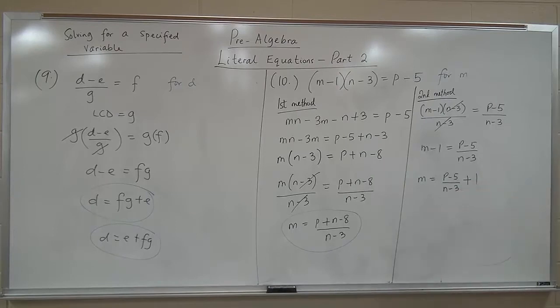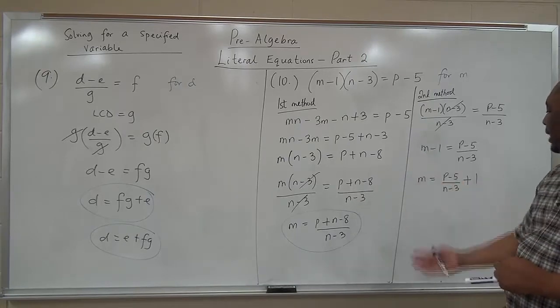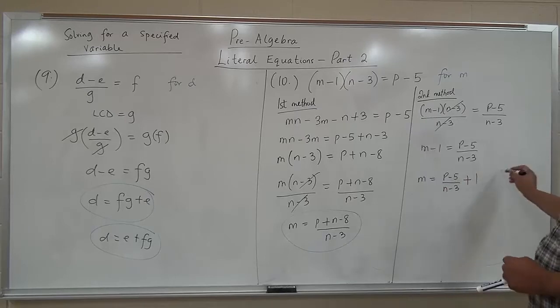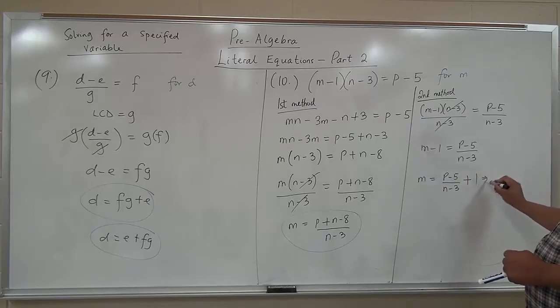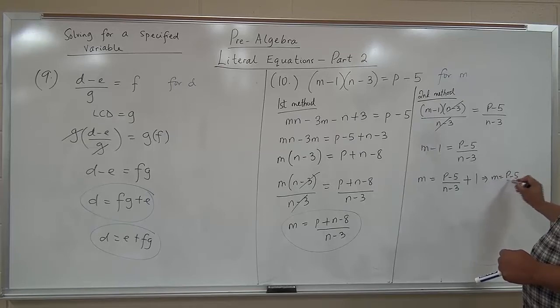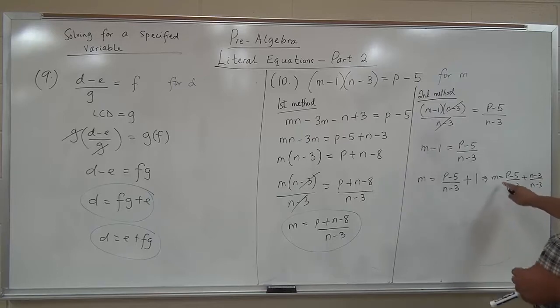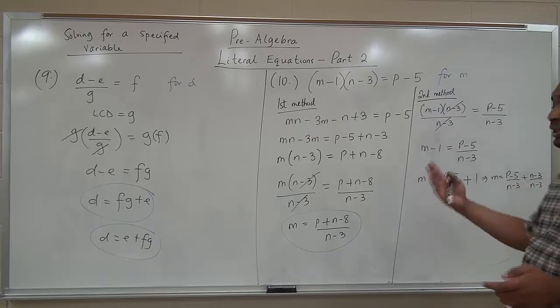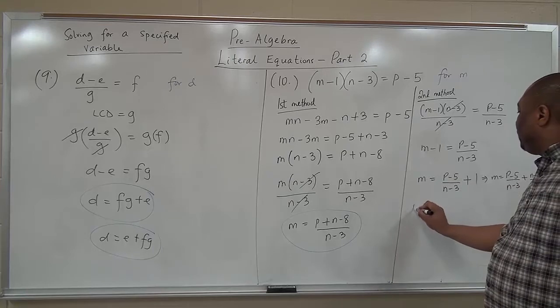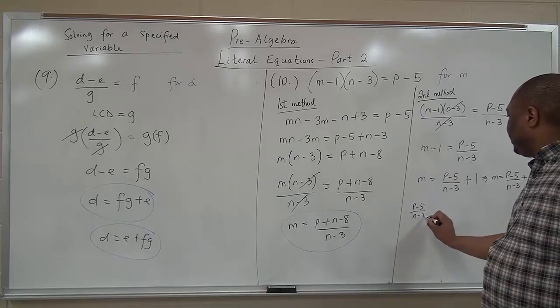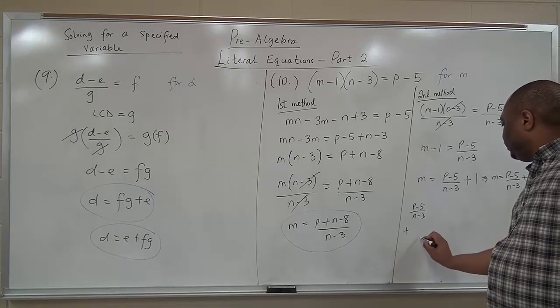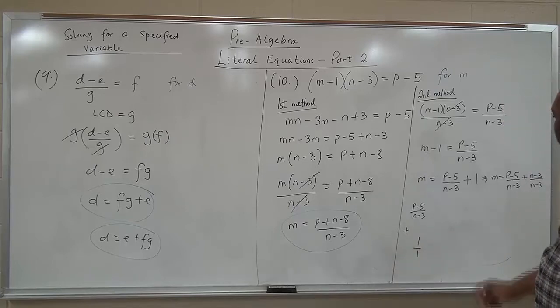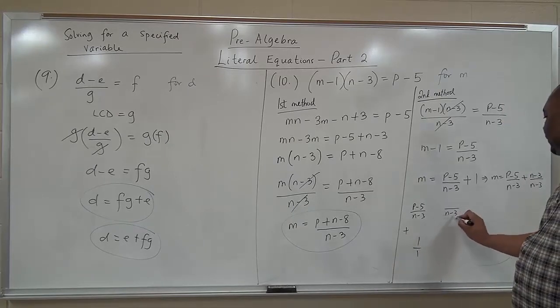Solving the rational function, you can solve it. I can easily do it anyway, because this implies that m is p minus 5 over n minus 3 plus n minus 3 over n minus 3. But if you're confused how I got this, I just did it the Valico method. If you have p minus 5 over n minus 3 plus 1, this means 1 over 1. So the LCD is n minus 3.